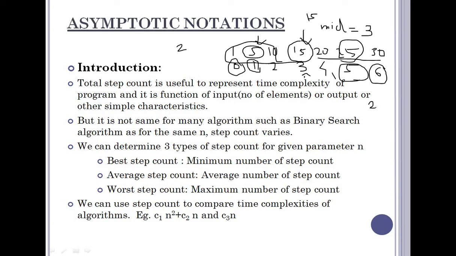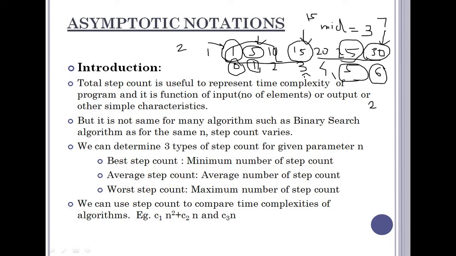So the input is 7 elements. For the same input, depending on which element we want to search, the number of program steps varies. The same is true for linear search. Suppose this is my array and I want to search for an element linearly, sequentially one by one. For 1, I require only one comparison, that is one program step, and for 30, I require 7 program steps.